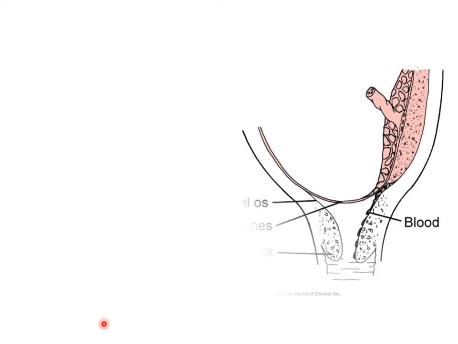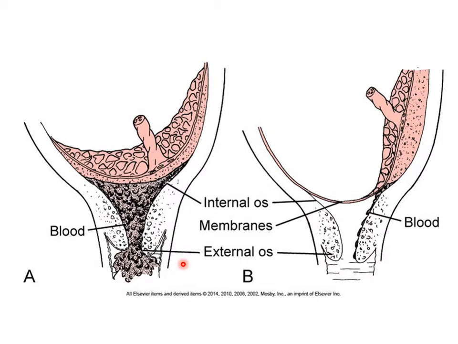In this slide, you can see two different types of placenta previa. In slide A, you see the placenta completely covering the cervical os. There's placenta on both sides of the cervical os. In B, you see the placenta barely reaching the cervical os. So this one is a complete and this one is a marginal placenta previa.